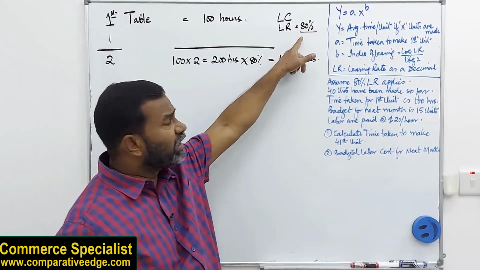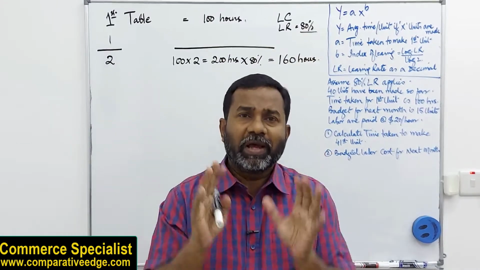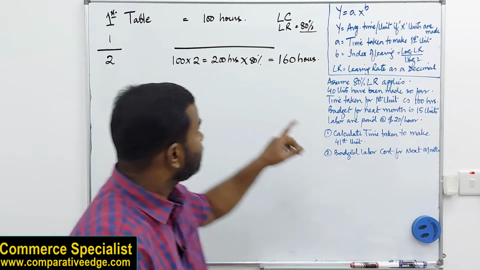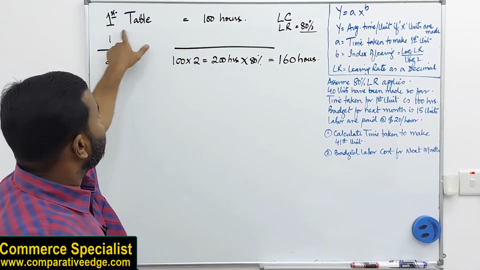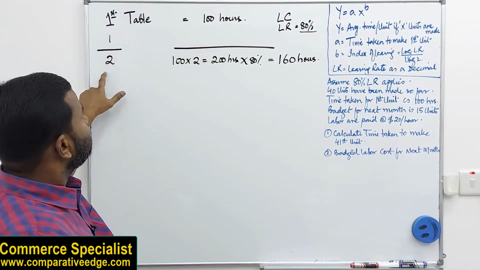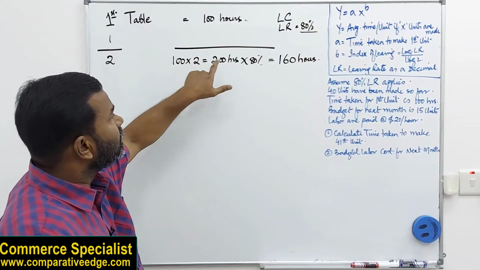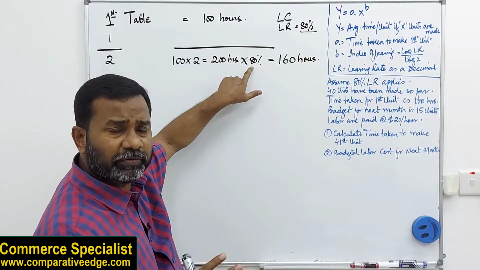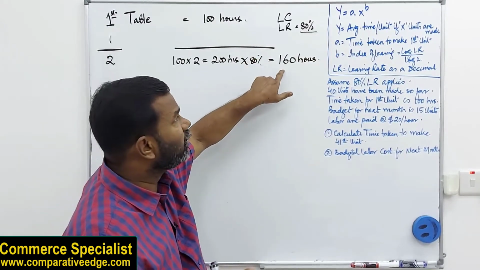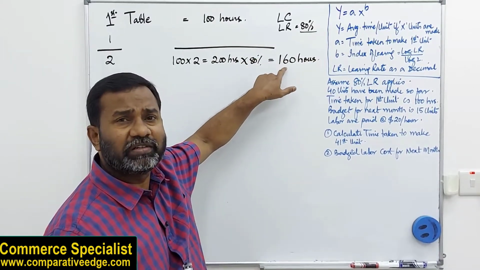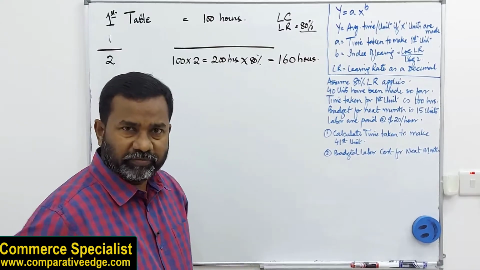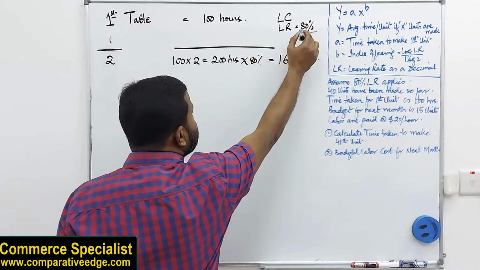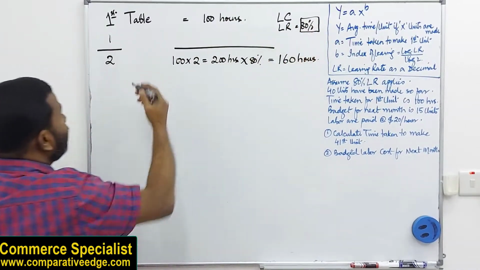This 80% means that the work will be done in 80% of the normal required hours. See, this is the normal required hours. First table is made in 100 hours. So 2 tables should be made in 200. This is the normal time required for 2 tables. But because there is an 80% learning curve, both the tables would be done in just 160 hours rather than 200 hours. Now, as I told you, this 80% learning curve only applies when the production doubles.